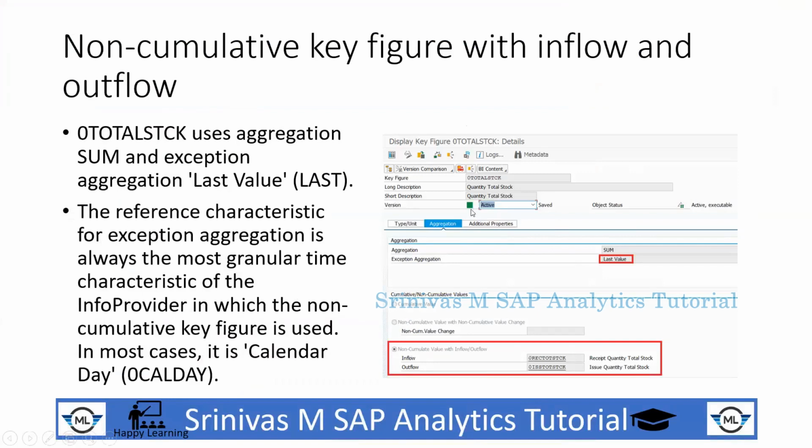Here I'm showing you how the InfoObject is defined with inflow and outflow. Received stock is nothing but inflow, meaning addition of stock information. Issue is nothing but subtraction of stock, meaning going out of the inventory. So the reference characteristic here, you see the last value. Exception aggregation, whichever I define, is last value, and aggregation is summation. These are the InfoObject properties of 0TOTAL_STOCK, which you need to understand here.